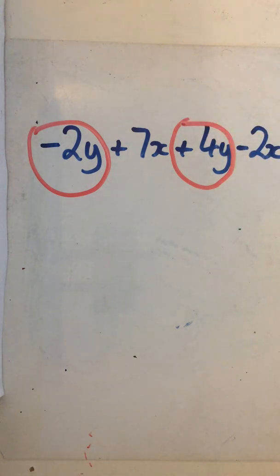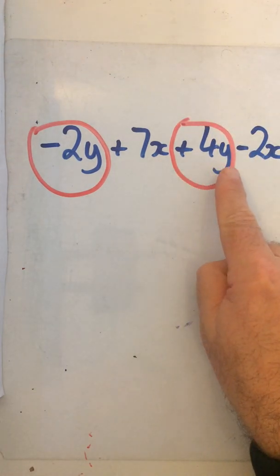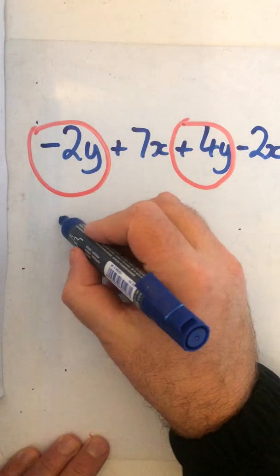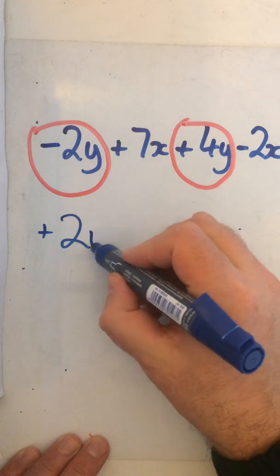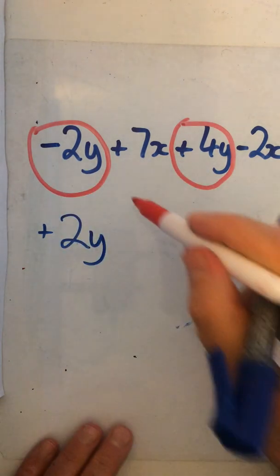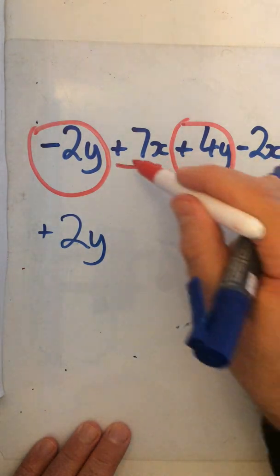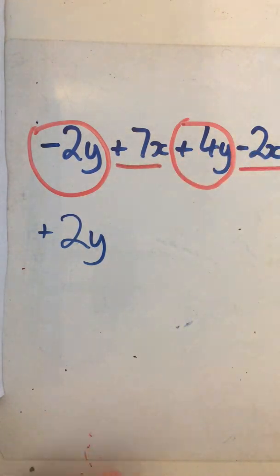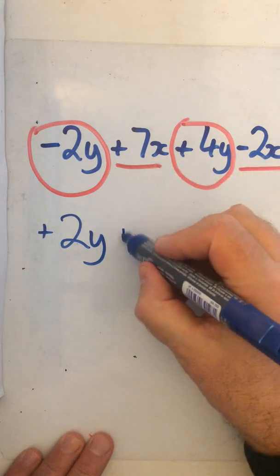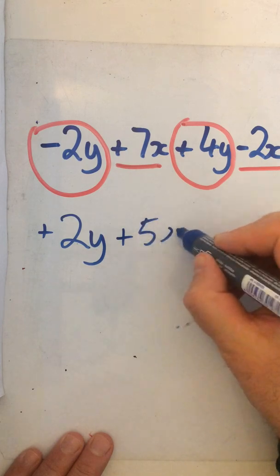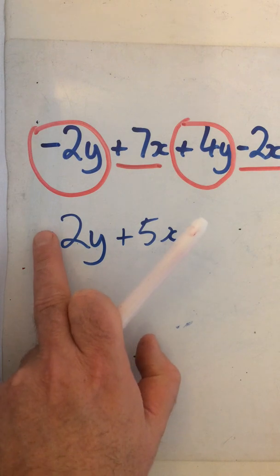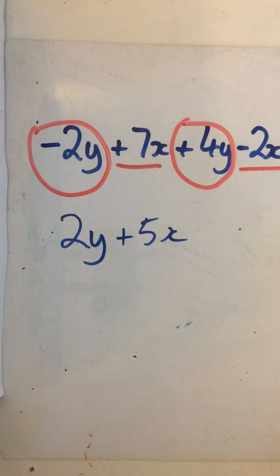So now I've got minus 2y plus 4y. Minus 2 plus 4 gives me a positive 2, so a positive 2y. And then here we've got the positive 7x, and we're taking away 2x. So 7x take away 2x gives me a positive 5x. So that would be our answer. We wouldn't need the positive sign here, because if there's no sign, remember that means it's a positive.